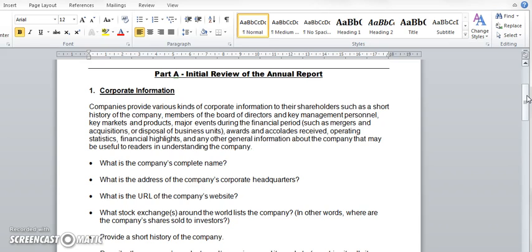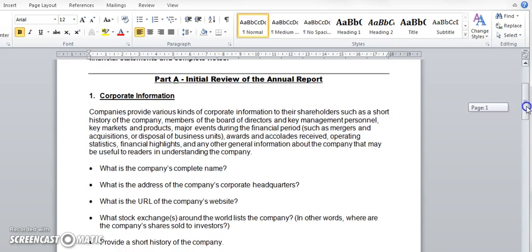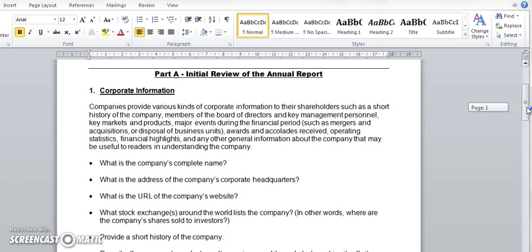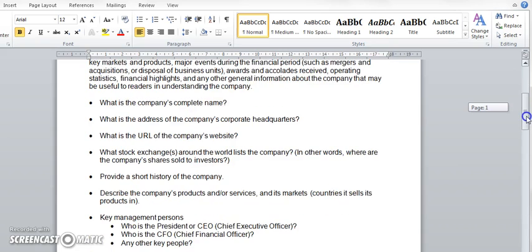We've looked very briefly at Samsung and Apple. So for you, it'd be great for you to start on this Part A, the initial review of the annual report. And as I said before, we looked at where you find the company report. Check on the internet. As I say, it's all freely available.